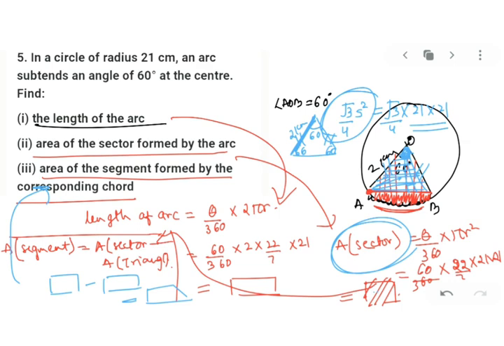So how to find the area of a segment? Area of segment is area of sector minus area of triangle. For the triangle you have to use the formula for finding area. Because it's an equilateral triangle, I have used root 3 upon 4 side square. And the area of sector you have already found.